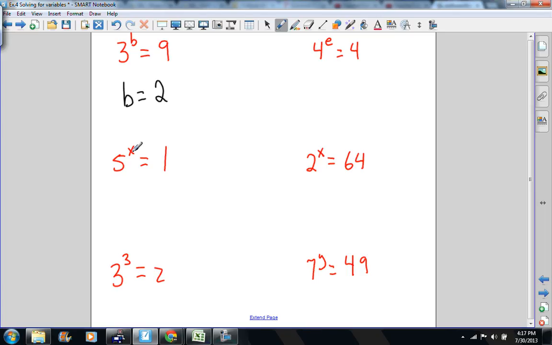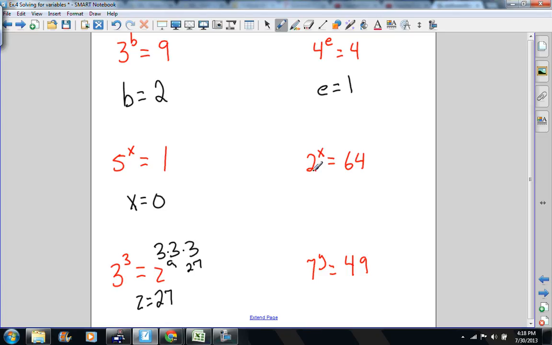5 raised to the x is equal to 1. Well, the only exponent that'll make this 1 would be x equals 0. Then we have 3 cubed is equal to z. Those are the trickier ones. So 3 times 3 times 3, that's 9, that's 27. So z equals 27. 4 raised to the e is equal to 4. E has to be 1.